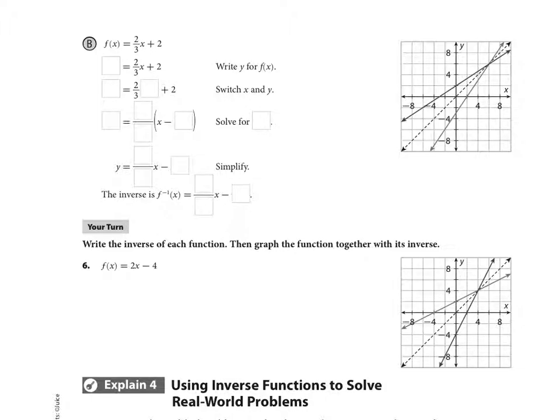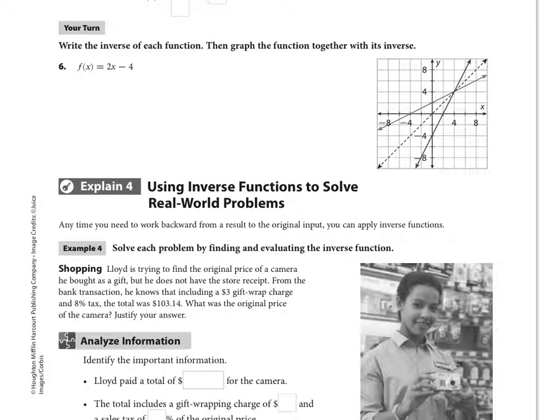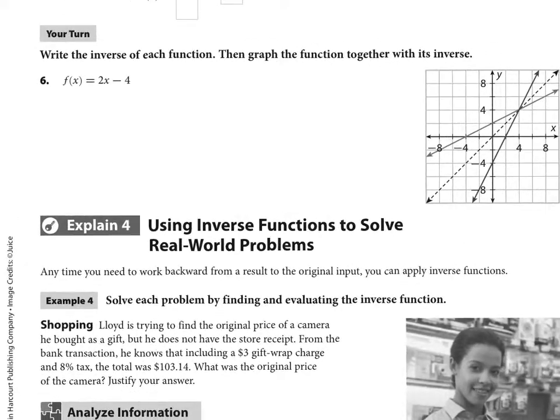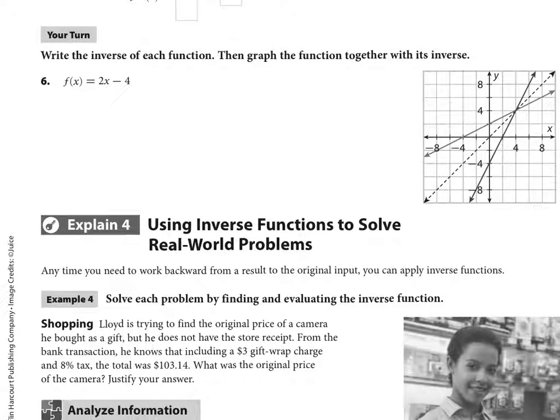Okay, so now we want to come to this problem: write the inverse of each function, then graph the function together with its inverse. So now this is basically what I was just talking to you about, determining the inverse. In this case, they've already graphed it for us. There's the line y equals x going right down the middle, splits it. But let's work again on how you find the inverse.